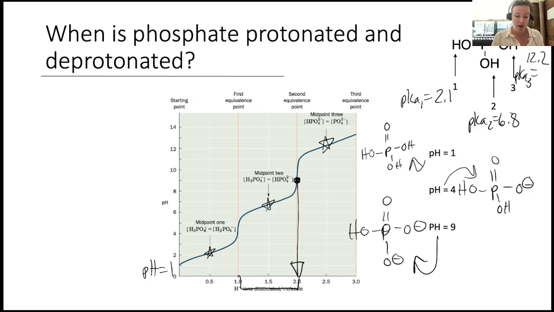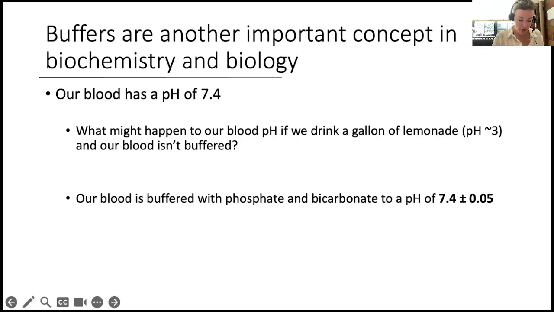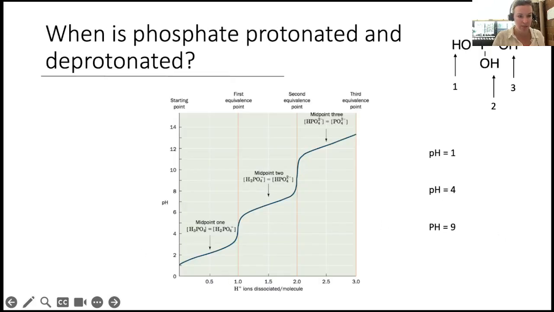Lastly, folks, on this slide, you'll see that I gave you pH 1, 4, and 9 that were directly aligned with the equivalence points. What if instead I had given you a pH that was equal to pKa? What would the molecule look like in this scenario? So let's try this together, because this one is a bit more challenging.